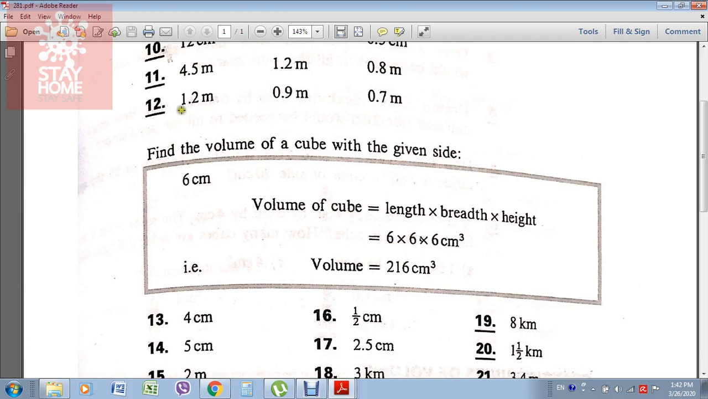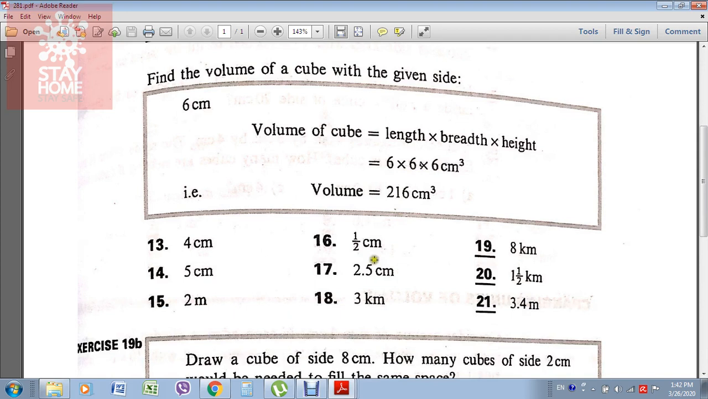In the previous questions the sides were given separately. Now all the sides are equal. So this is called a cube. 6 multiplied by 6 multiplied by 6. 6 times 6 is 36, and then multiplied by 6 equals 216. So in these questions 13 to 21, multiply the value by itself 3 times and find the volume of the cube.